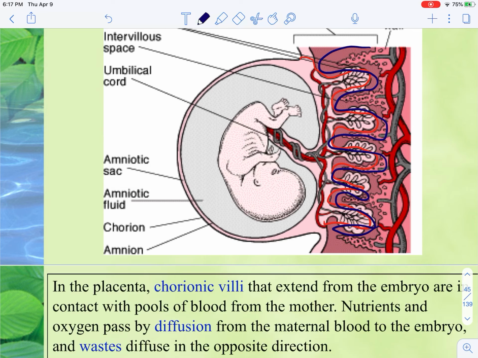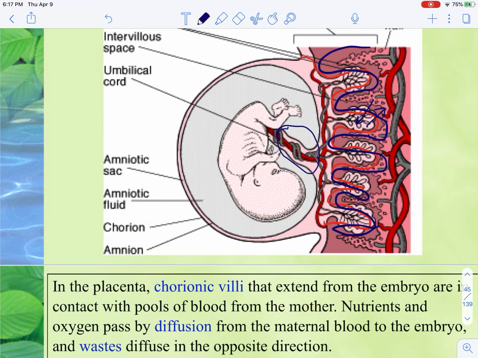Because they're woven in like this together, it would be like you clasping your hands together. There is a lot of surface area created there for diffusion of good stuff into baby and bad stuff out to mom's bloodstream, so mom's bloodstream can carry all the waste and carbon dioxide away. And you can see here the umbilical blood vessels as well, with blood going to the baby and blood coming out of the baby.